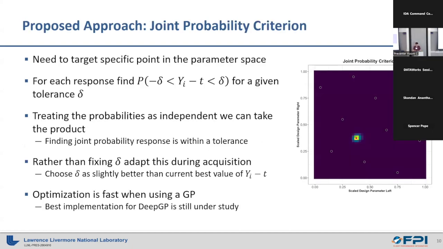Okay, and so the approach we're proposing right now is to use this kind of joint probability criteria. The idea is we want to find the area where, for some tolerance delta, the difference between the target value and our Gaussian process predicted mean is within, or well, where the value is actually for the function y is within some delta.